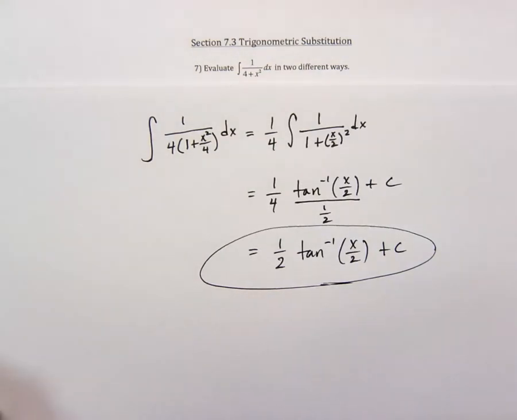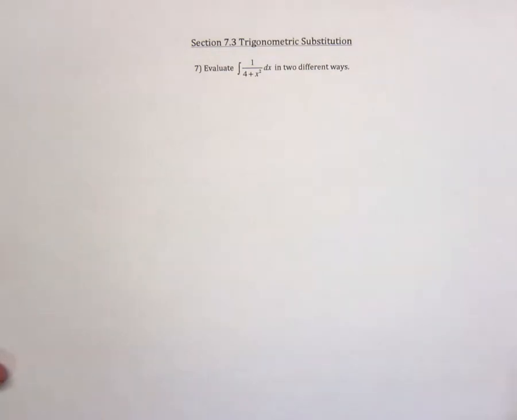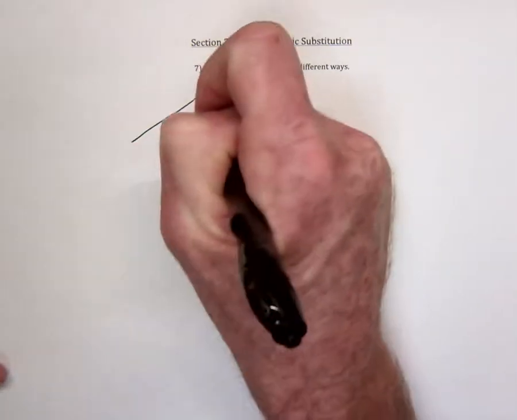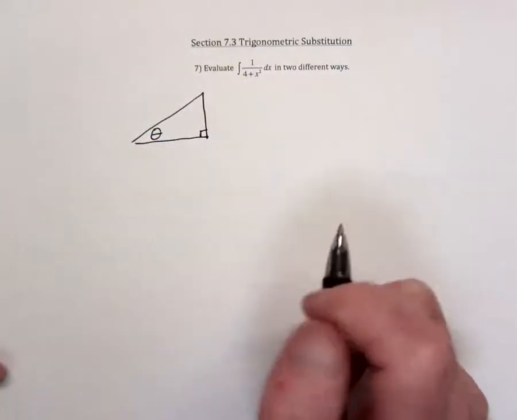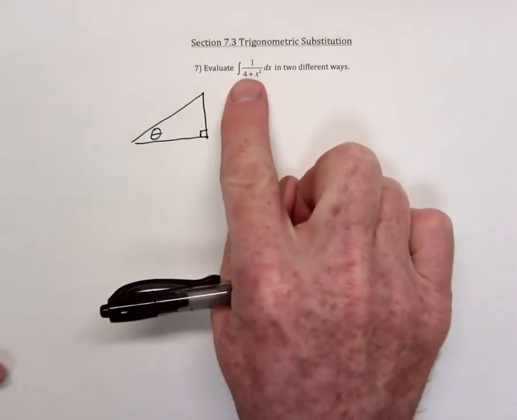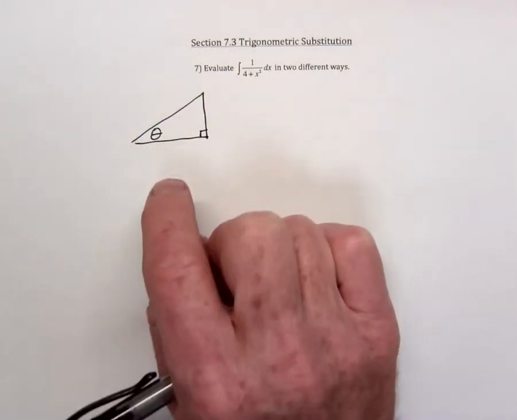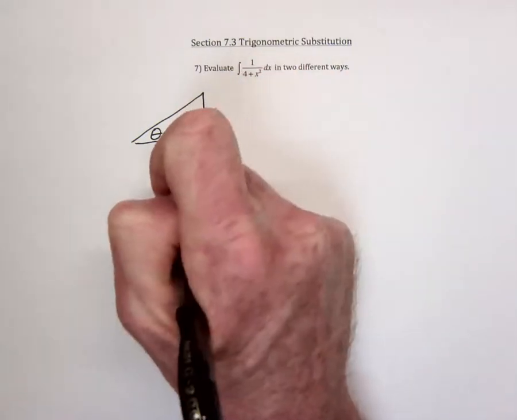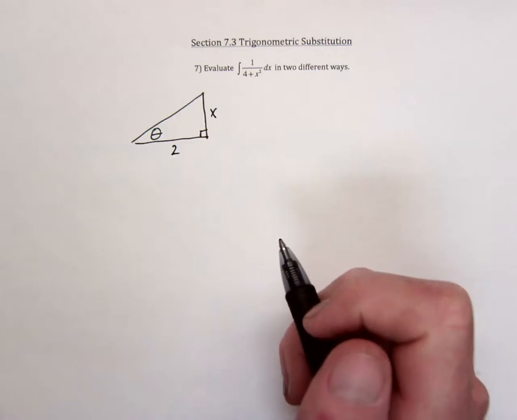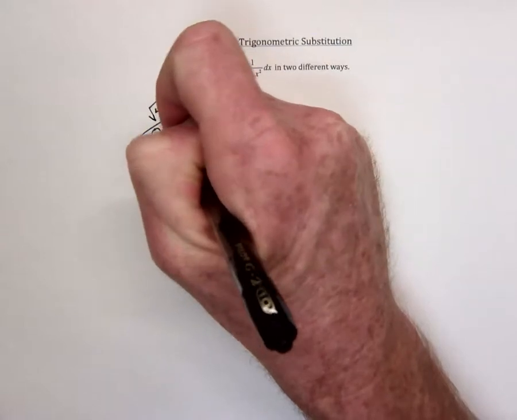Okay, now do this in a completely different way. Since it happens to be in the section on trig substitution, perhaps we should try that. So set up a triangle so that theta can be here. Because these two are being added together, they are the two legs of the triangle, here and here. And then I'm going to choose that this will be x and this will be 2. Then do the Pythagorean theorem to solve for the hypotenuse, and it's going to be the square root of 4 plus x squared.